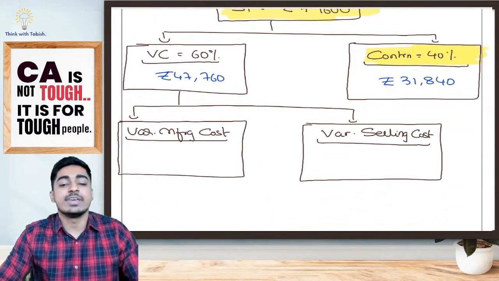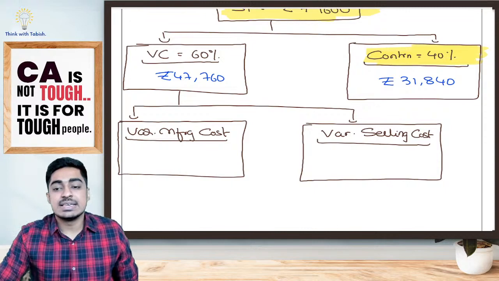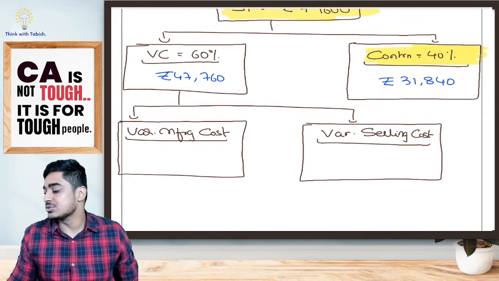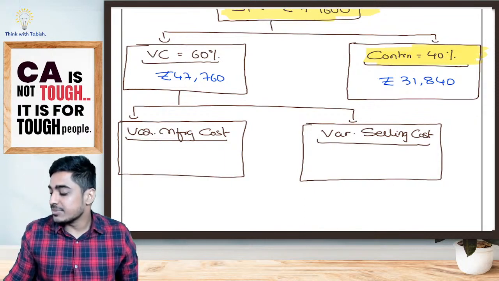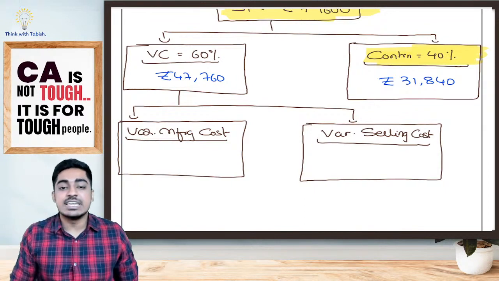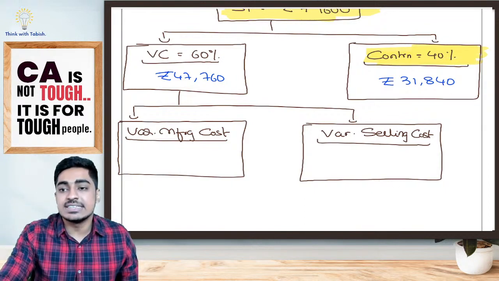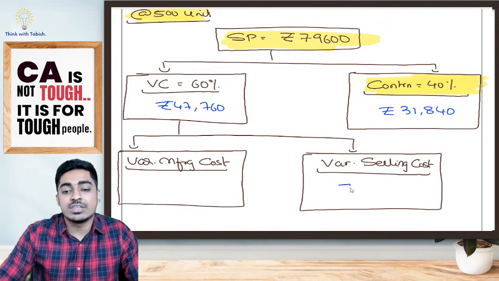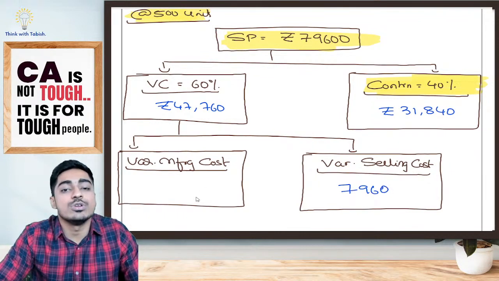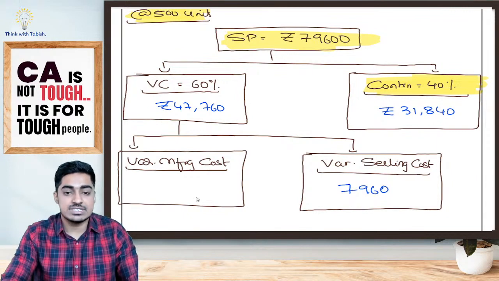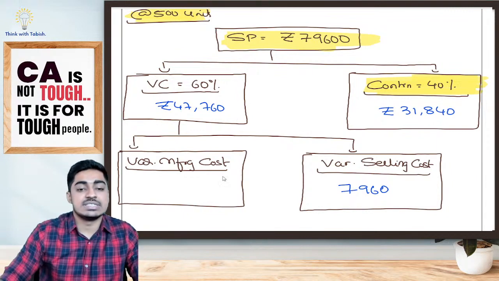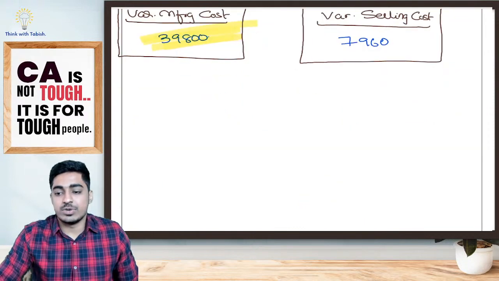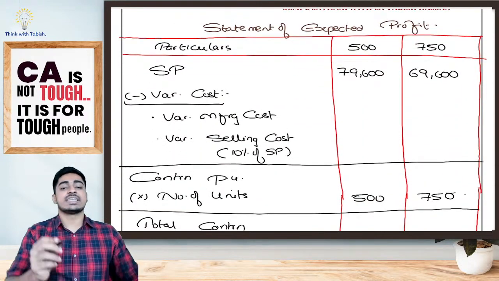The variable cost has variable manufacturing cost and variable selling cost. The question tells us variable selling cost is 10% of selling price. Our selling price is 79,600, so 10% of that is 7,960. The balance amount should be the variable manufacturing cost. So 47,760 minus 7,960 is 39,800. This is the variable manufacturing cost. Now we are calculating what the profit will be. There are two different levels.